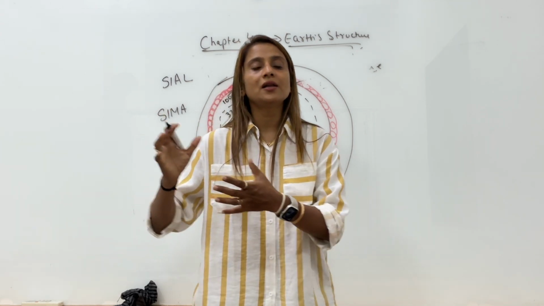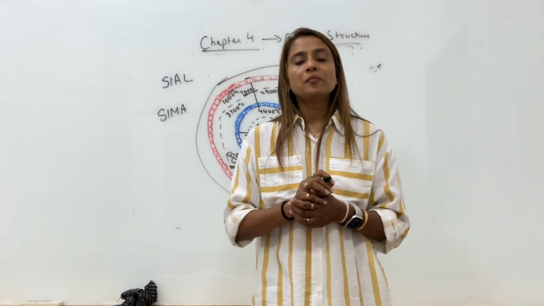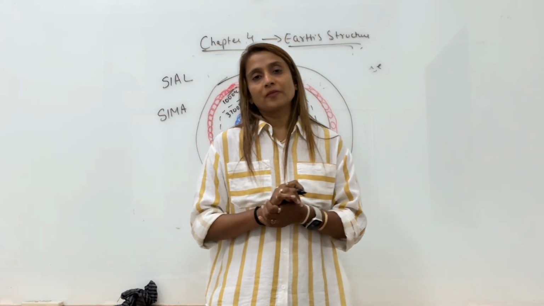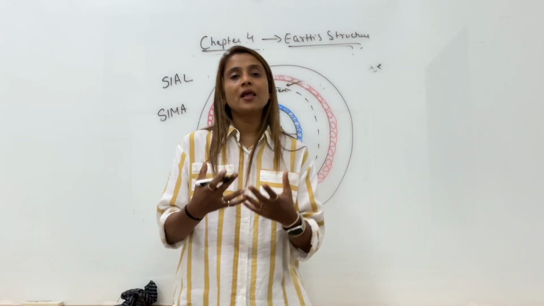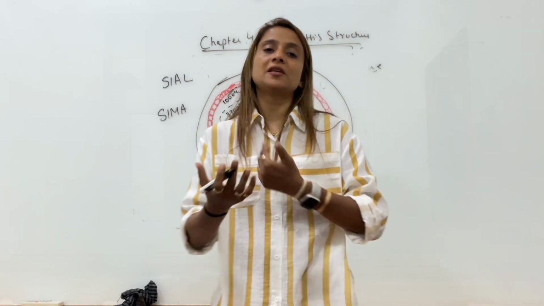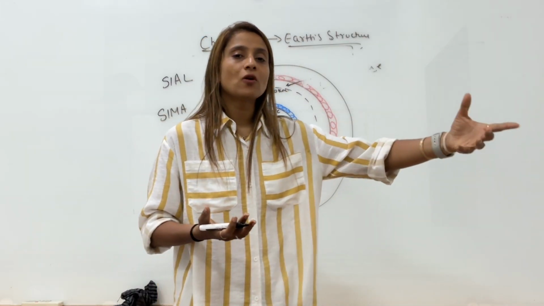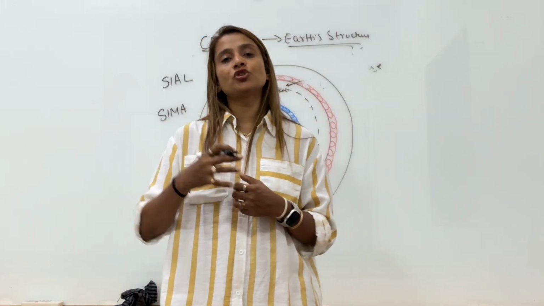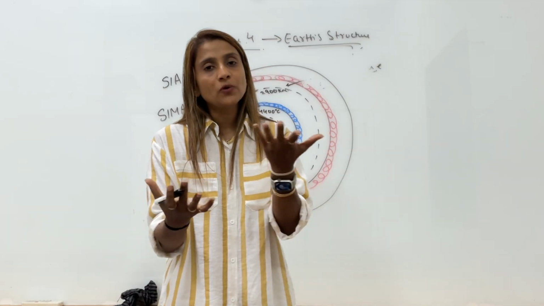Sial: silica, alumina. Sima: silica, magnesium. Sial is lighter and less dense than Sima. That is why Sial floats over Sima. Sial forms continental crust, Sima forms oceanic crust.